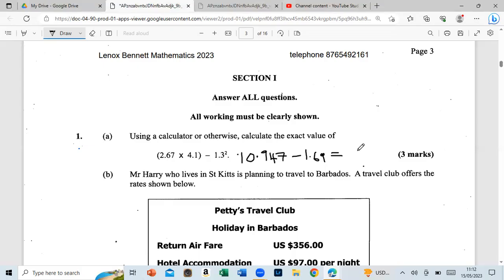Alright, so the final answer, or the exact value my calculator gives me, is 9.257. So that would be our answer. And that is worth 3 marks.